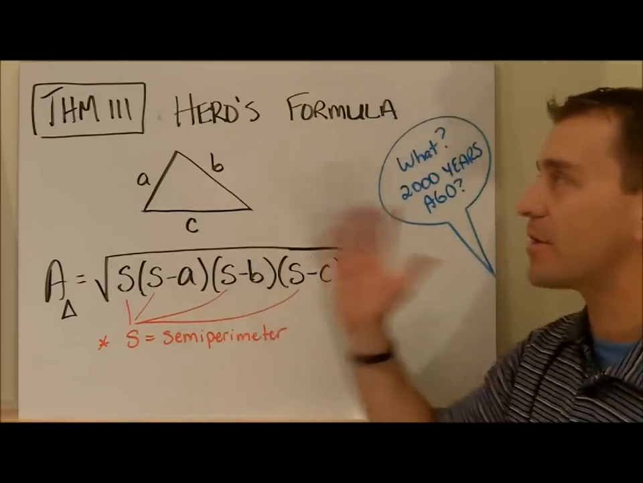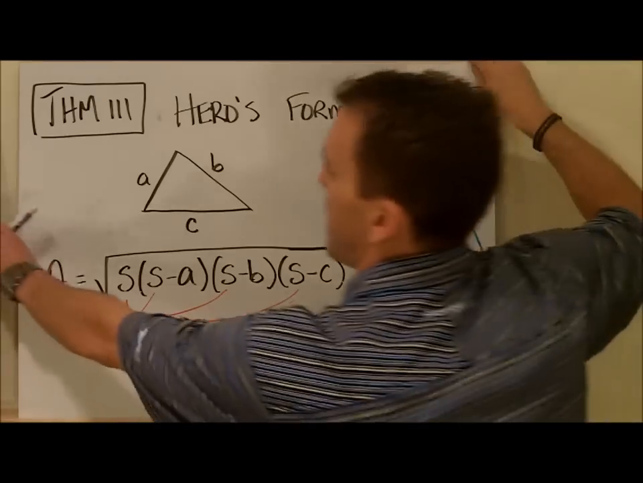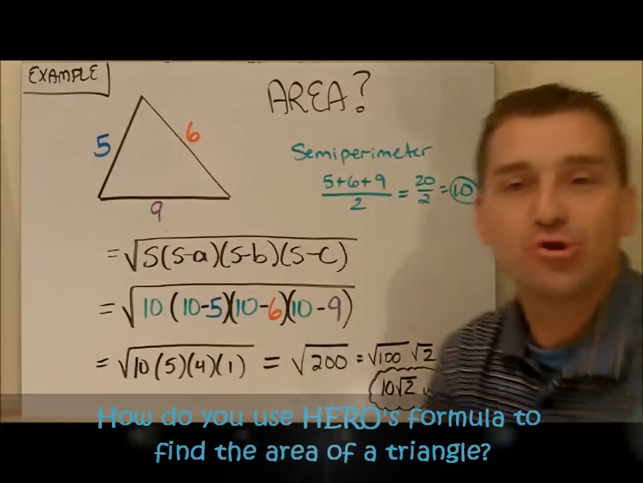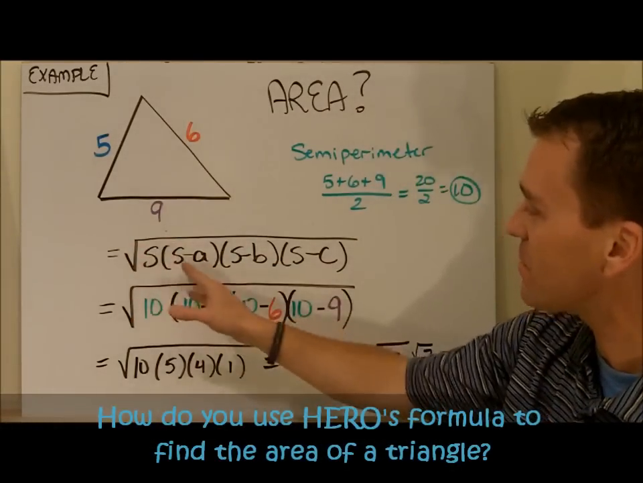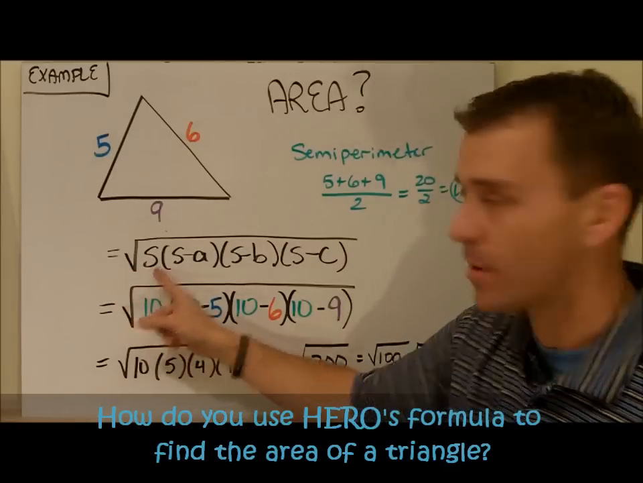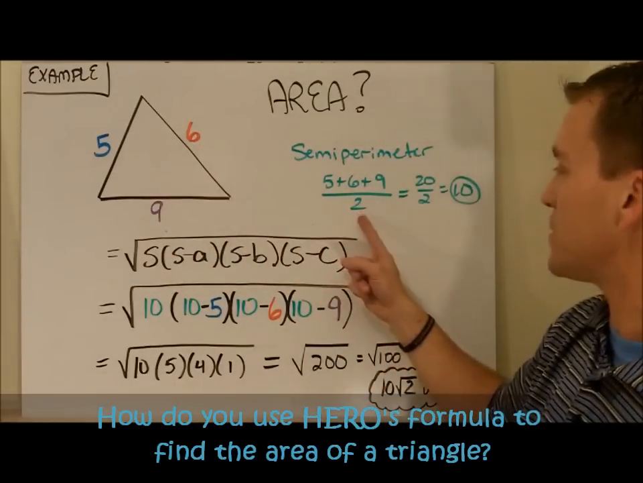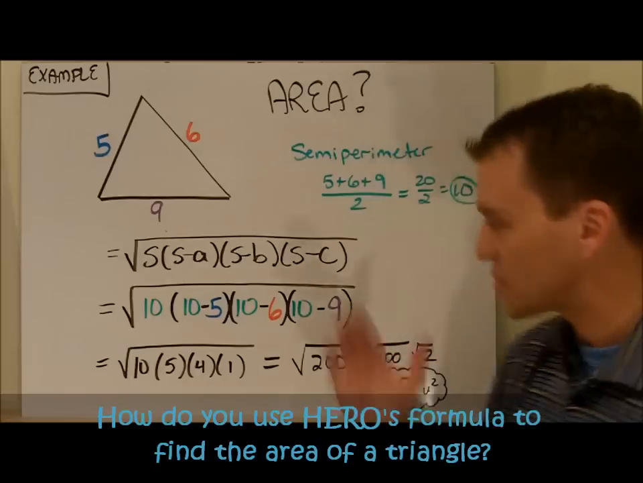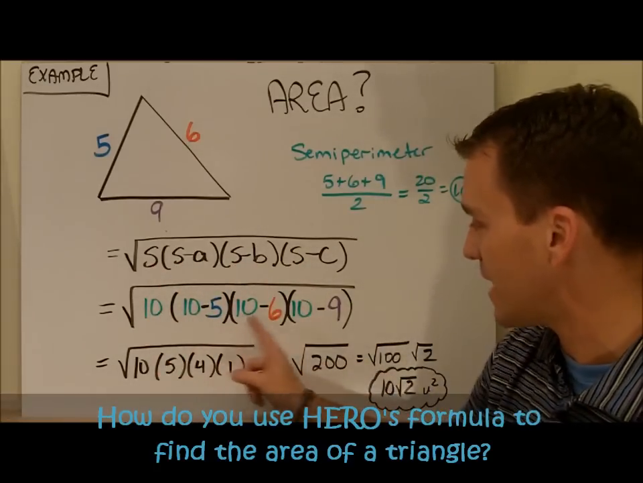So let me show you how you apply Hero's formula to this example that we just had. So back to the example, it looked like this. 5, 6, and 9 were the 3 side lengths of the triangle. When I take Hero's formula and plug all this stuff in there, the first thing I've got to find is the semi-perimeter. Well, I did that right here for you. The semi-perimeter is just add them all up and divide by 2. So 10 is my semi-perimeter. Wonderful. So I put 10 in for all the S's. Great. 10, 10, 10, 10.